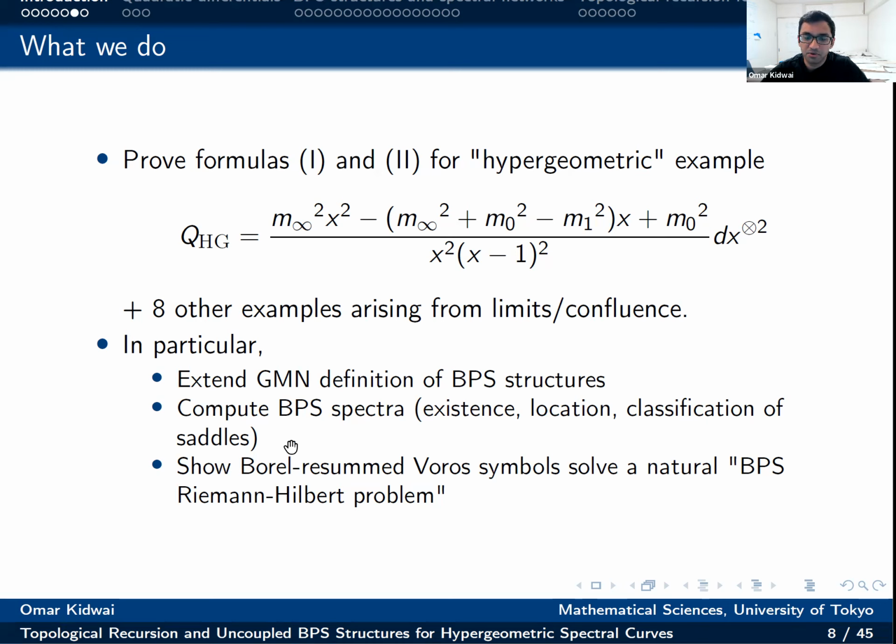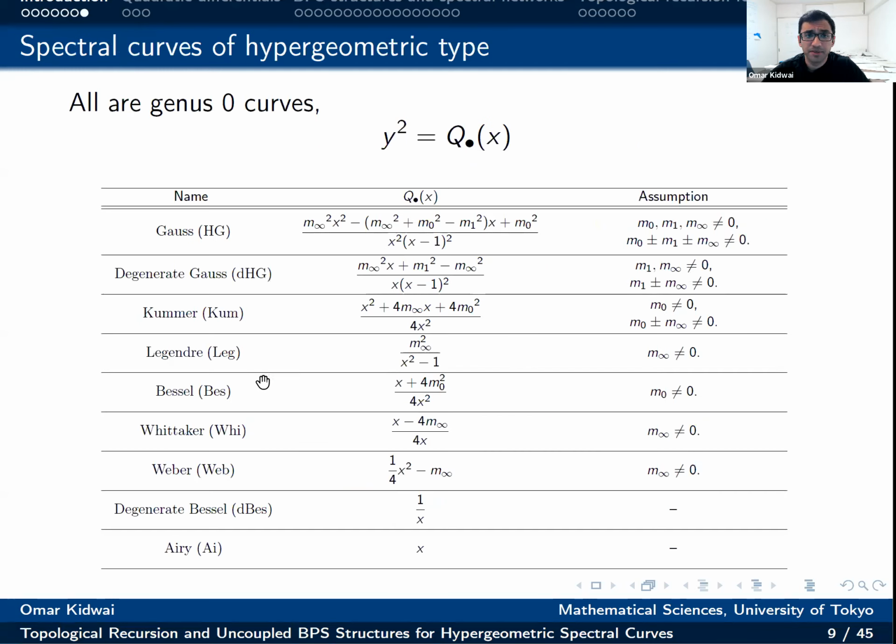In the process, we have to compute the BPS spectra of the quadratic differential. What that amounts to is we have to prove the existence, location and description of all the saddle degenerations that happen in this quadratic differential's trajectories. And finally, we show that the so-called Voros symbols of a related differential equation solve something called the BPS Riemann-Hilbert problem given by Bridgeland. I'll say what all these words mean later on, but that's what we do.